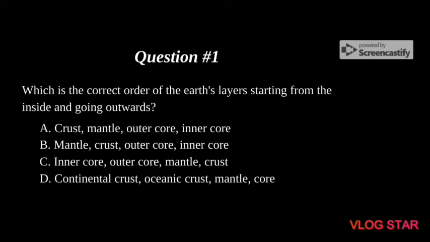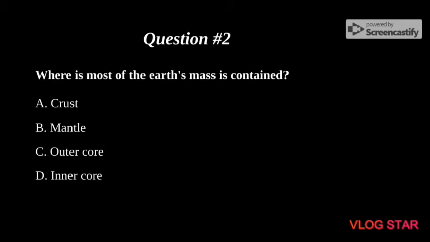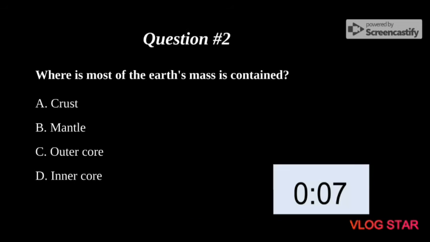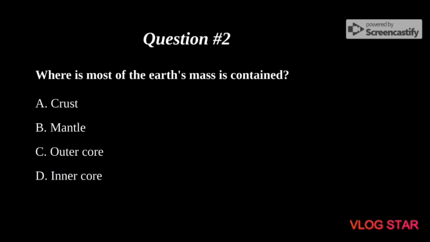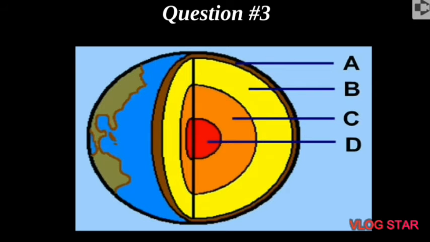Now, the correct answer is C, inner core, outer core, mantle, and then crust. Now it's time for question number 2. Where is most of the Earth's mass contained? A, crust, B, mantle, C, outer core, or D, inner core? The correct answer is B, mantle.